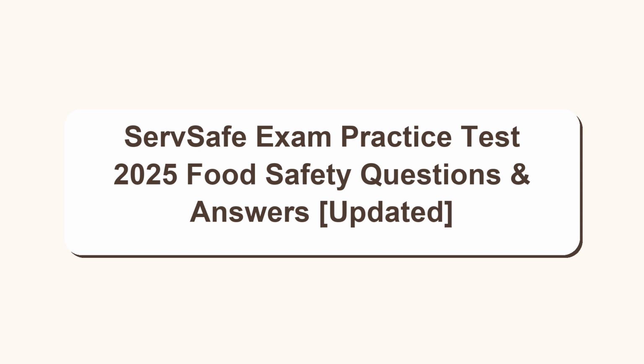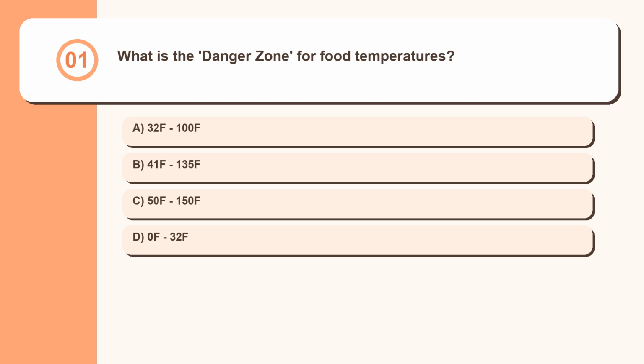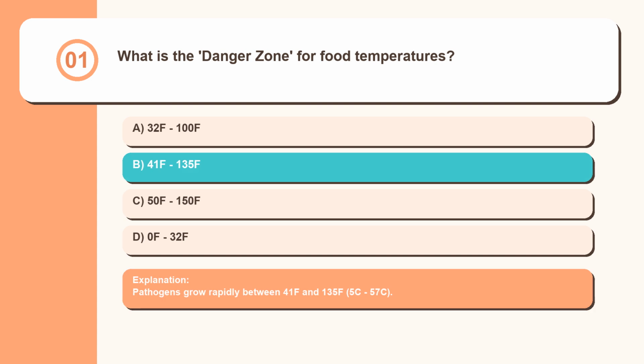ServSafe Exam Practice Test 2025, Food Safety Questions and Answers, updated. Question 1. What is the danger zone for food temperatures? 32F to 100F, 41F to 135F, 50F to 150F, 0F to 32F. Pathogens grow rapidly between 41F and 135F, 5C to 57C.